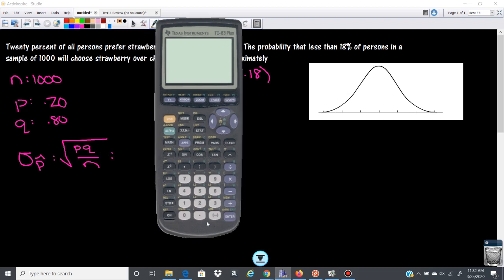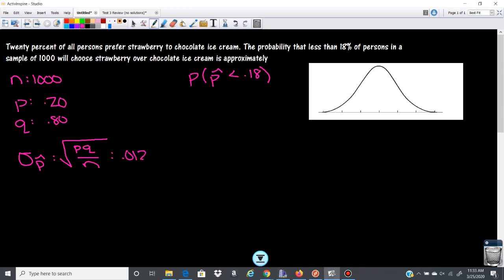Okay, go here. The square root of 0.2 times 0.8 divided by 1,000. So 0.0126. Okay, so I'm rounding there. I'm going to be rounding a couple times as I go throughout this, so everyone's going to get slightly different numbers depending on how much you round, but as long as you're within about 0.02, so about 2%, you should be good. Okay, so there's our standard deviation.